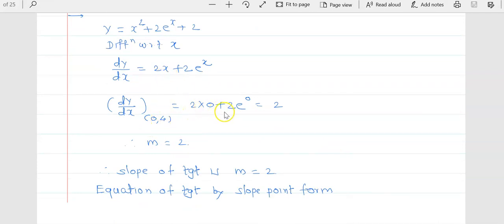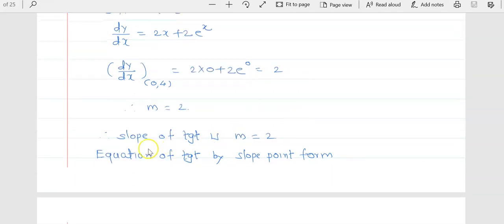That is 2 into 0 plus 2 into e raised to 0, that is equals to 2. m is equals to 2. Therefore, the slope of the tangent is m equals 2.